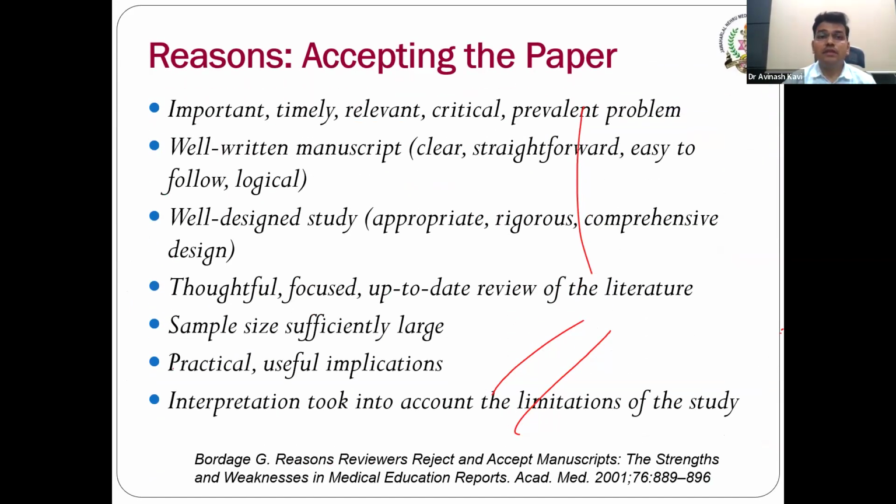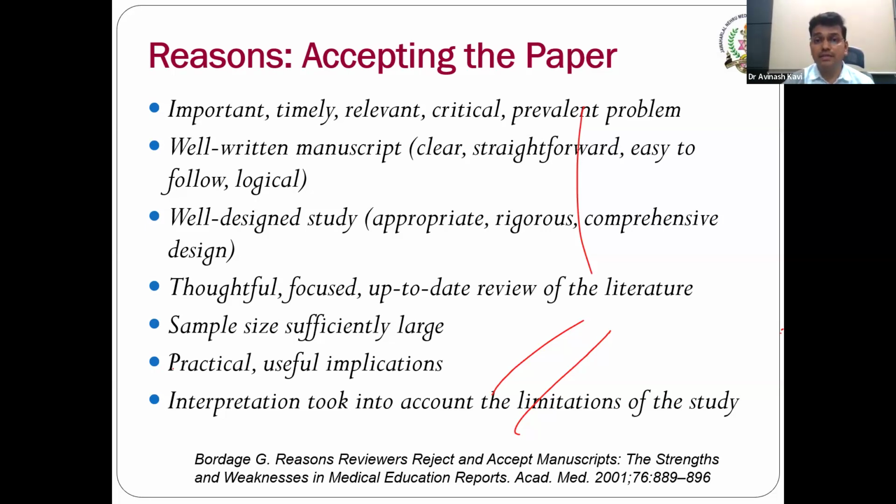So I started with reasons for rejecting a paper, and now we will come to the reasons why the paper gets accepted: if it is important, timely, relevant, critical, and addressing a prevalent problem. It should be a well-written manuscript, not just well-written in terms of language, but it should be clear. It should tell a clear, logical story. Every paper should tell a clear, logical story. The chances of acceptance become higher.